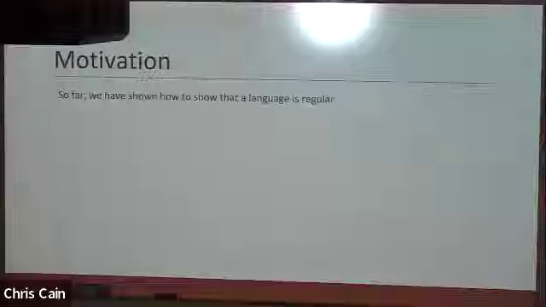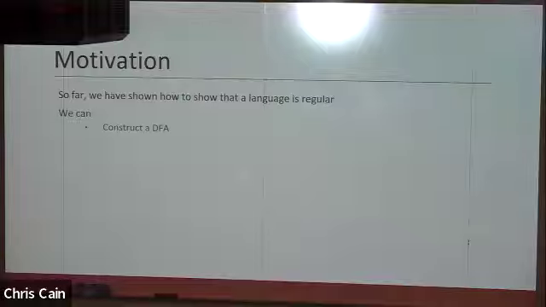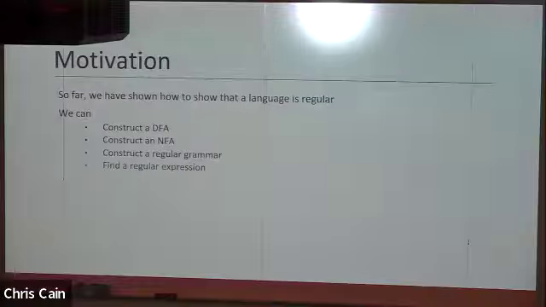What are the last 2? We could make a regular expression. Regular expression, if you can find a regular expression, then the language is regular. And the 4th and final way? Constructive grammar. Yes, a regular grammar. So that restricted class of grammar that we talked about on Friday. If we can do any of those 4 things, or start with one and convert around, they're all equivalent to each other. We have an entire toolbox of ways to show that a language is regular. So construct a DFA or an NFA or a regular grammar or a regular expression. Any of those 4 will work.